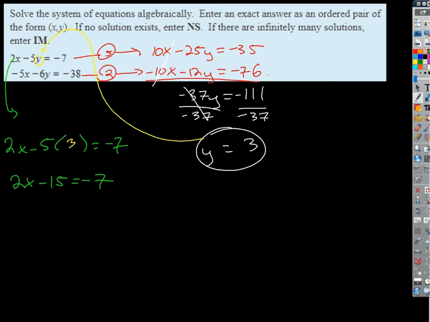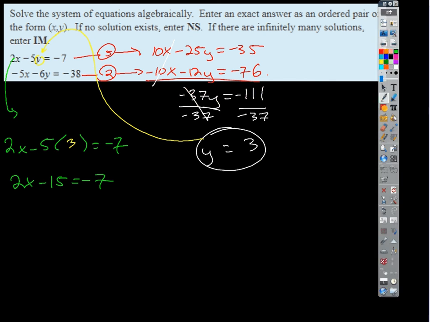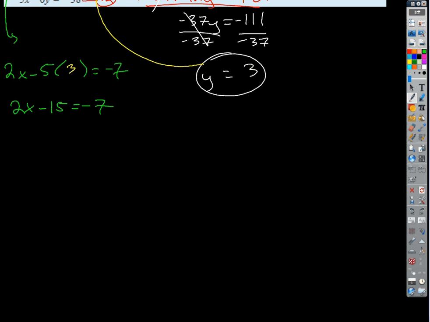Do that in your head. Let's do a little mental math here. So if you add 15 to the right side, and then divide the result by 2, what are you going to get? 4. Good. I'm going to get 8 divided by 2 is 4.